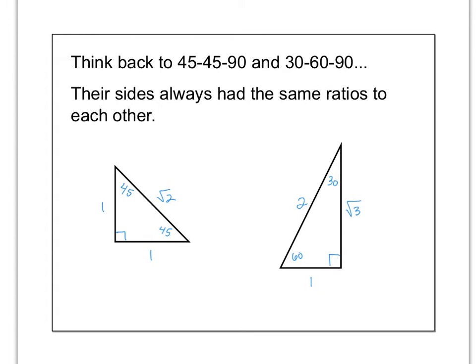Now this is true in all 45-45-90 triangles and all 30-60-90 triangles because they are similar to each other. They are proportional to each other, and they always have these ratios. So let's carry that forward.